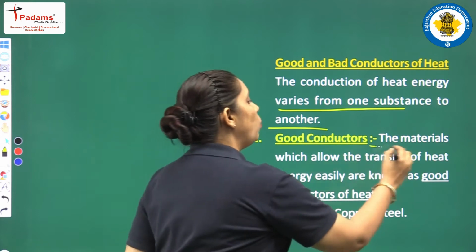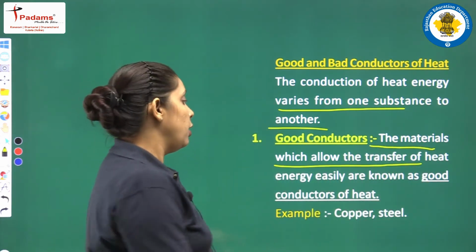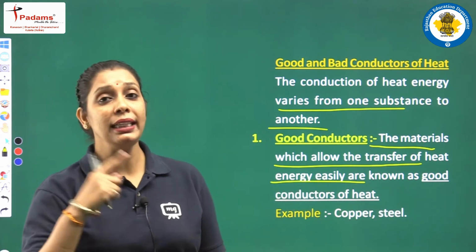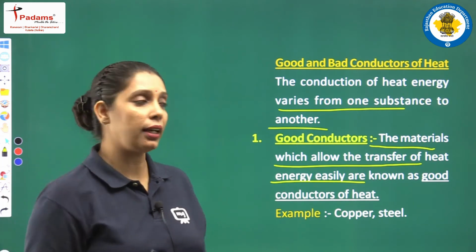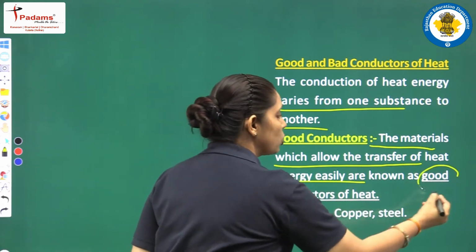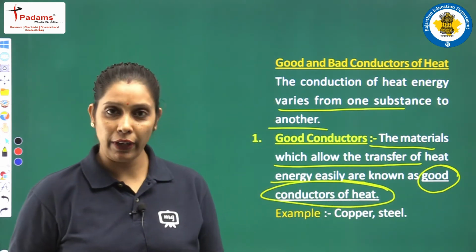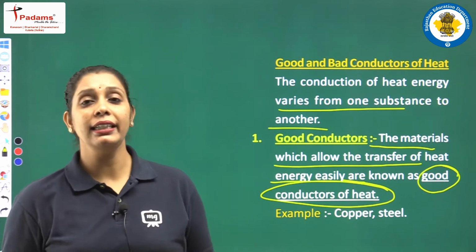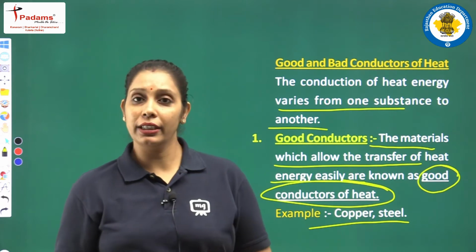The material which allows the transfer of heat easily, okay, जो हीट एनर्जी है उसको ईजीली ट्रांसफ़र करता है, अपने आप अपने से पास होने देता है, they are known as good conductors of heat. Fine. And all the metals like copper, steel, aluminium, iron, they are good examples of good conductors.